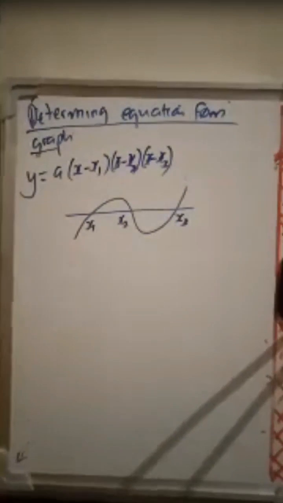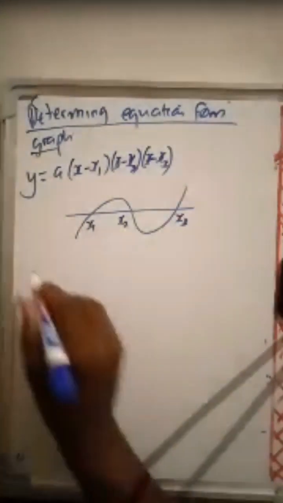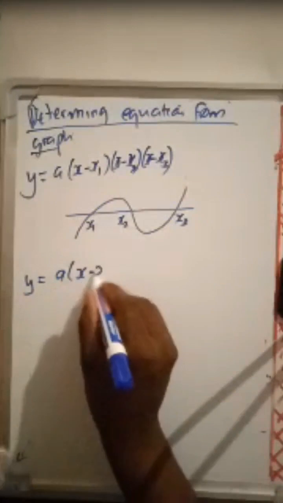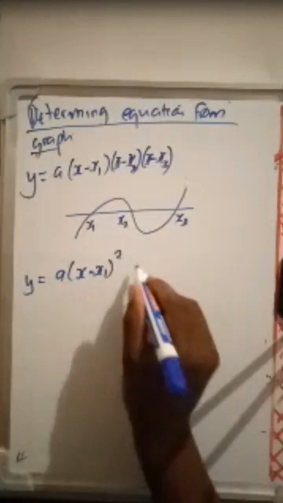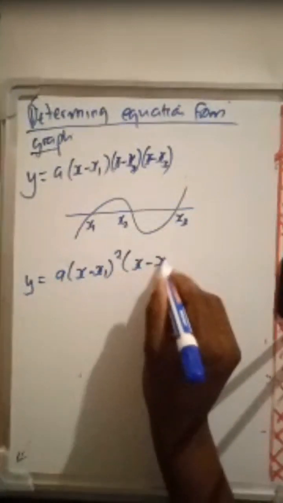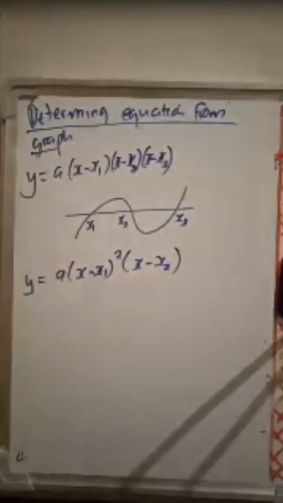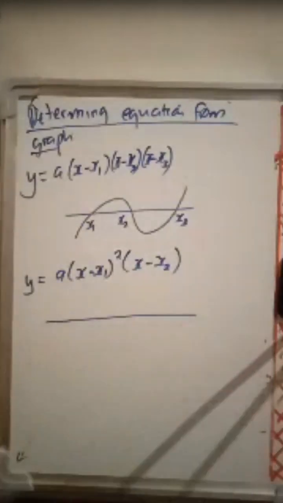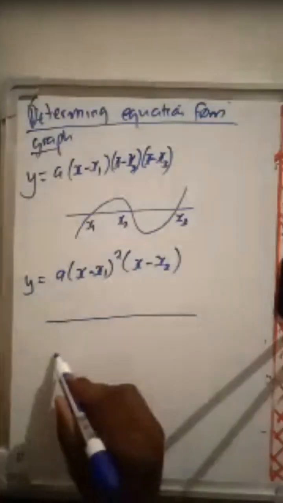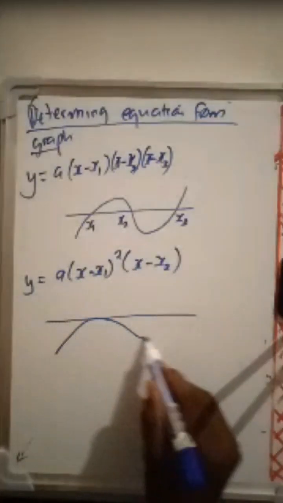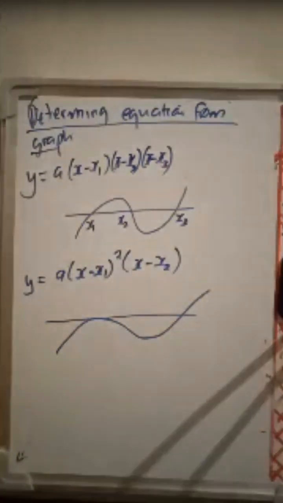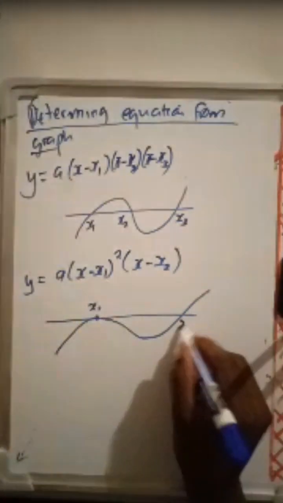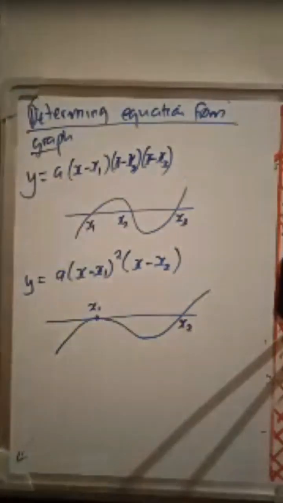Or it can be y is equal to a(x minus x1) squared, then (x minus x2). That is if we are only having two x intercepts. So this one we use on this one. We only have two intercepts there. That is x1, that is x2.